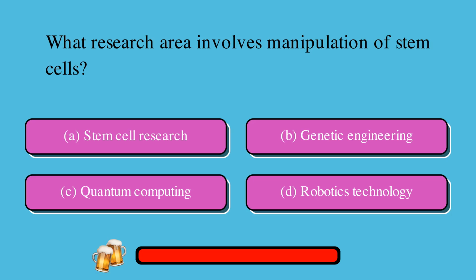What research area involves manipulation of stem cells? A. Stem cell research, or B. Genetic engineering, or C. Quantum computing, or D. Robotics technology? The correct answer is A. Stem cell research.